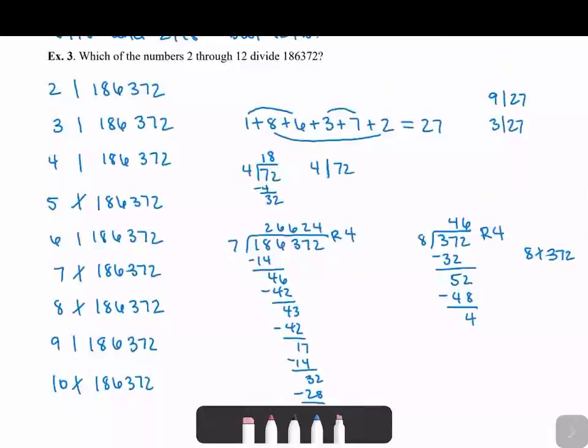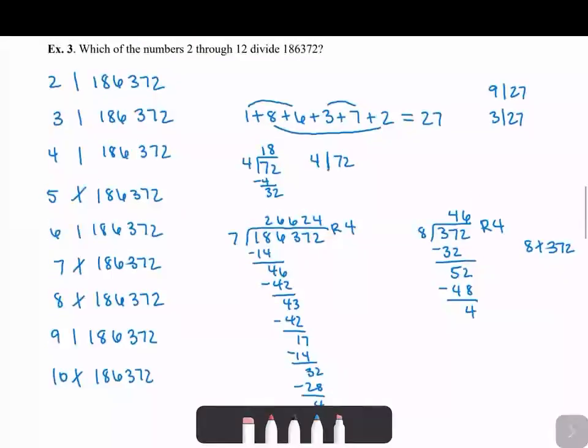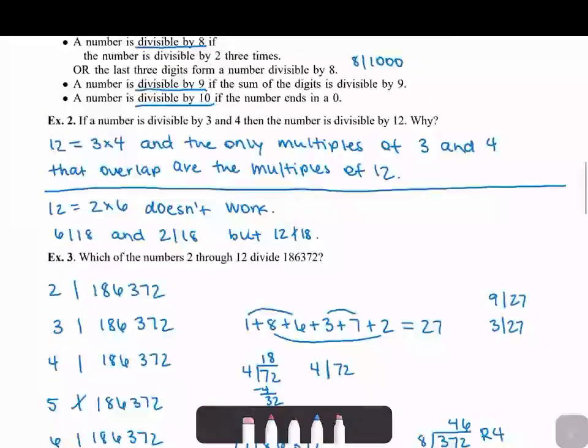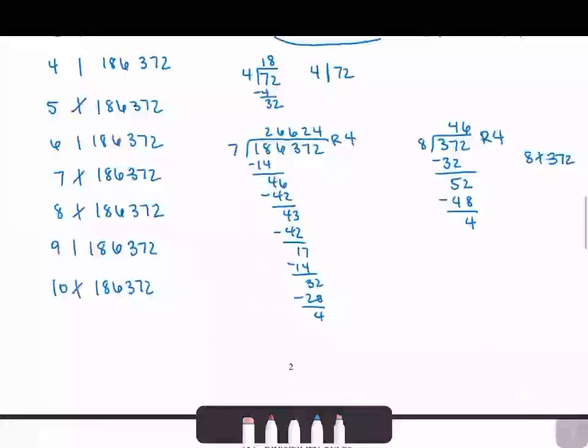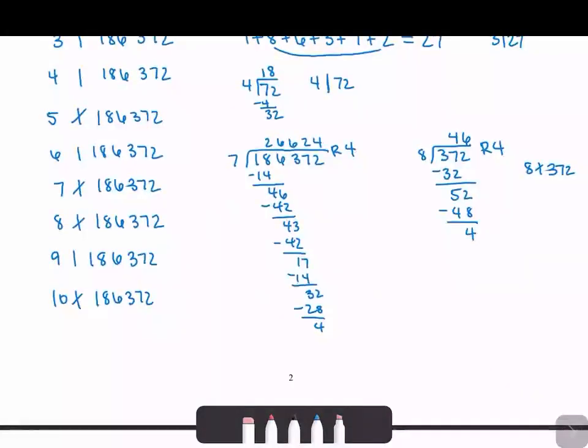Oh, okay. For this example, we didn't finish if it's divisible by 11 and 12, so we'll finish that right quick. Which of the numbers 2 through 12 divide 186,372? We've done 2 through 10. So you can see we didn't have a divisibility test for 11, but really similarly, we just divide by 11 to check if it's divisible by 11. So 186,372, we just divide by 11.